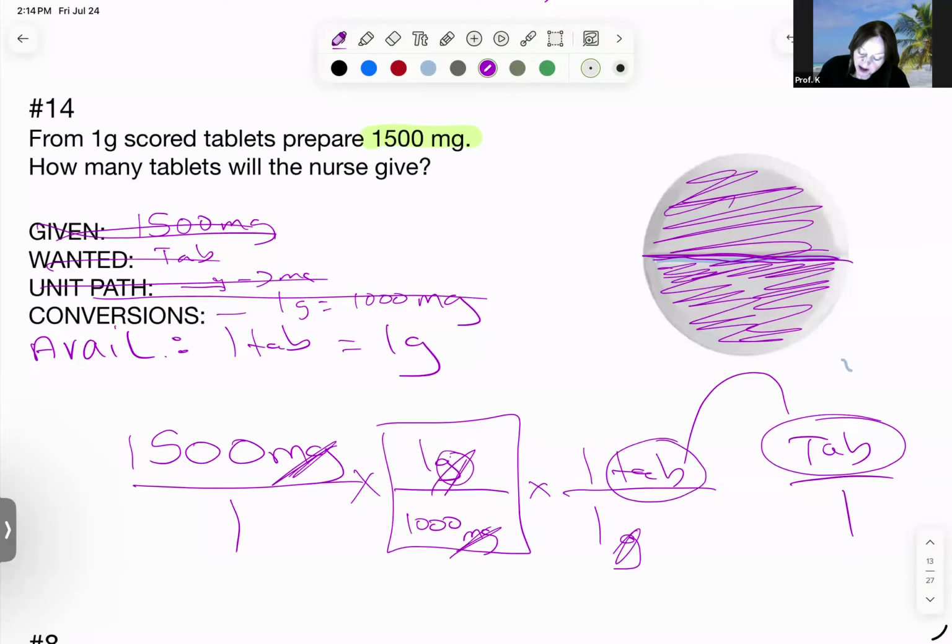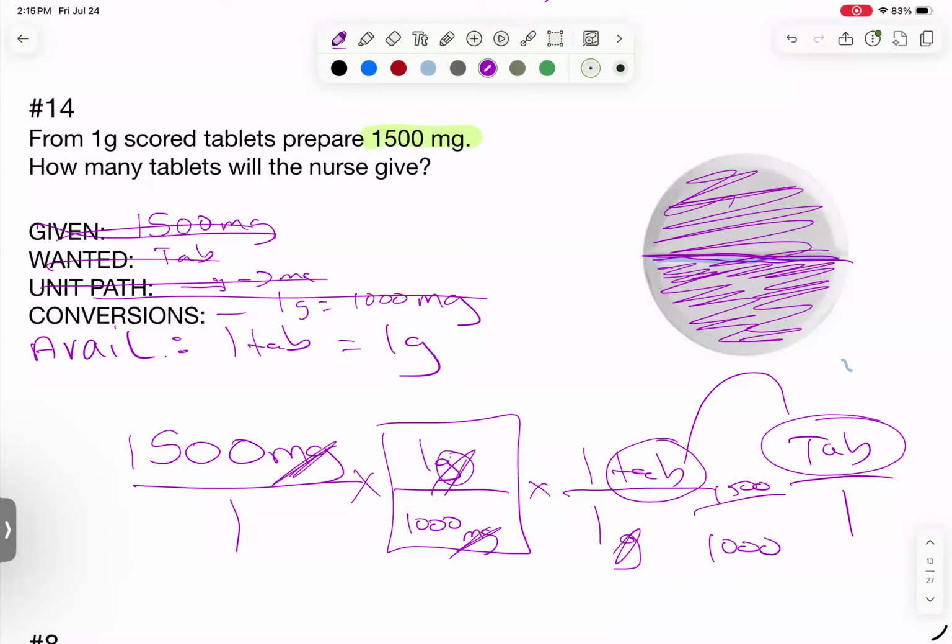And now it's just math. So 1 times 1,000 times 1 is 1,000. And 1,500 times 1 is 1,500. So now I have to divide 1,000 into 1,500. And what will my calculator say? 1.5.